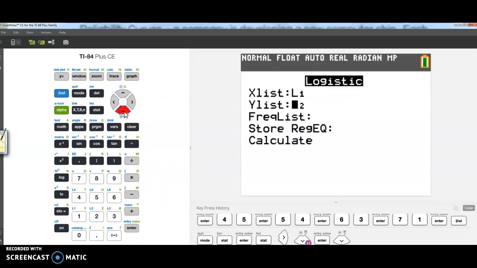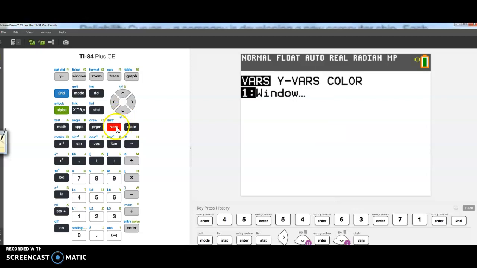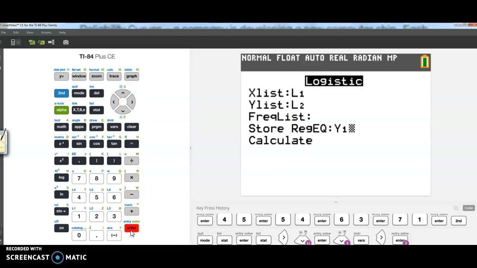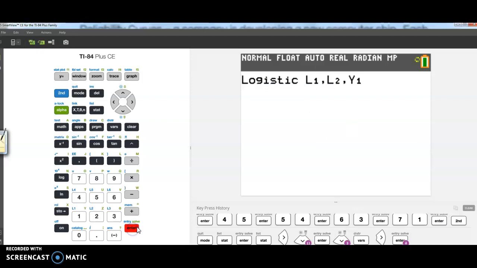and then we have the option to store our equation, and so I'm going to do that, and I use the Vars button, Y variables, function, and enter again for Y1. So I move down here and I calculate this.